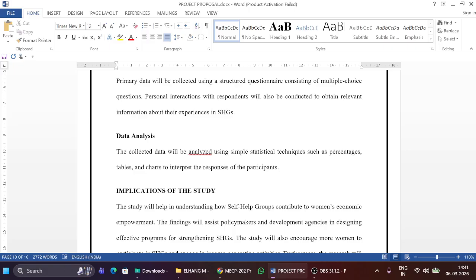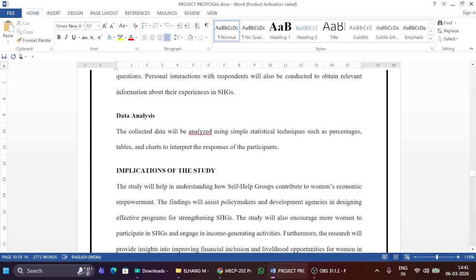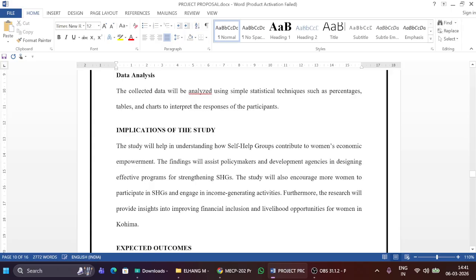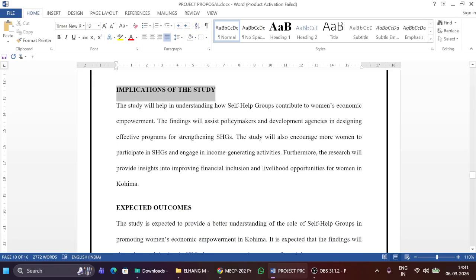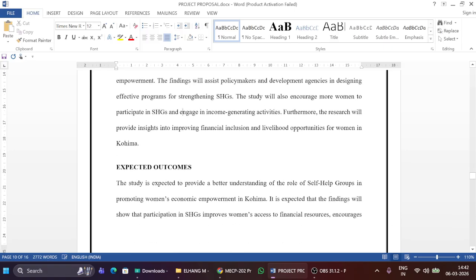Okay, however, in many research works, different tools and statistical techniques are used to interpret the data. So you can use those things as well for the data analysis. Next part is implication of the study. What implications this particular project work will have, that has to be mentioned in your synopsis.